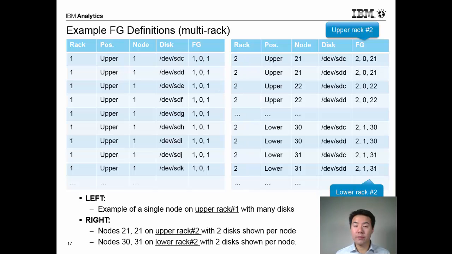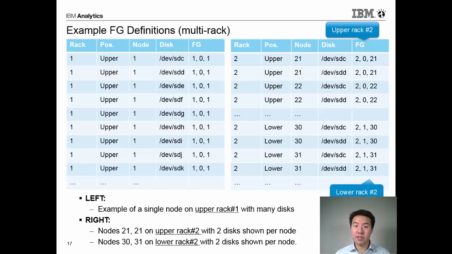Here I've added node 21, and node 21 has 2 disks, SDC and SDD. Now because this node 21 is on a second rack, on the upper rack, and is node 21, the failure group number is 2021 for both those disks. Similarly, for node 22, which is also part of the upper rack, has a failure group number of 2022. Now on the lower rack, I have nodes 30 and 31, and so you see that disks SDC and SDD on node 30 have the same failure group number, 2130.